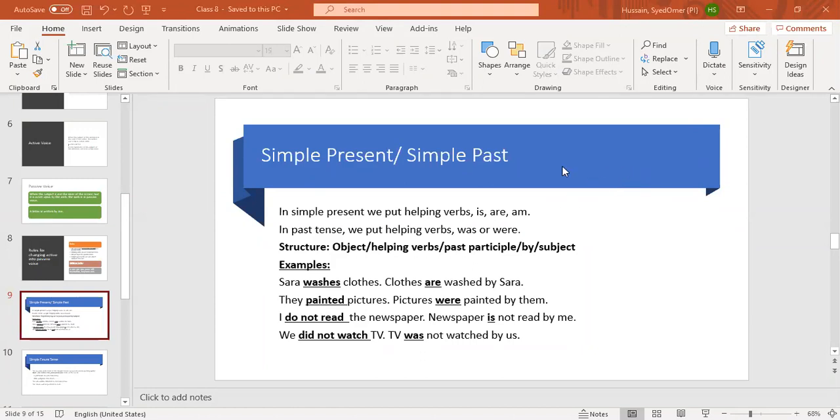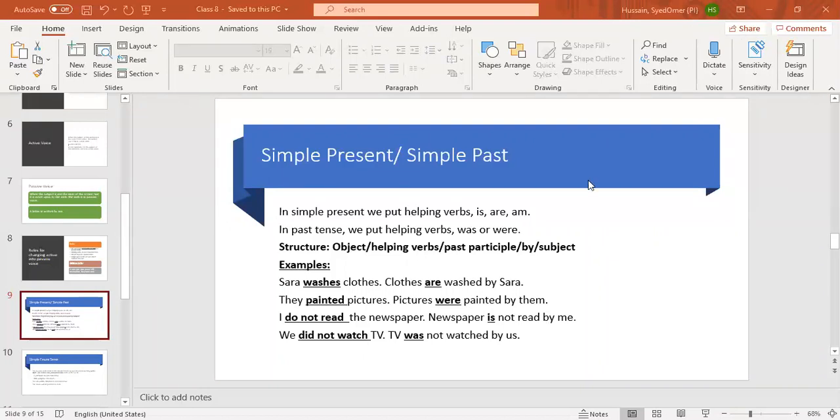Okay. Now, students, please note it down that when we are changing active into passive voice, we have to change the subjective pronoun into objective pronoun. Like they, them; I, me; she, her; we, us; you. Okay? Do you understand? They, them, and I, me.